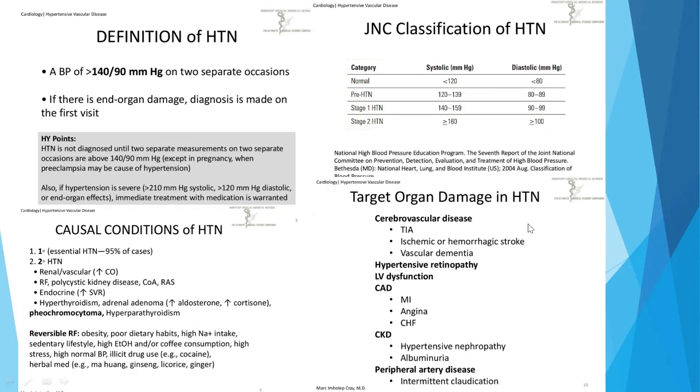So the target organ damage in hypertension. In case of the cerebrovascular system, it can cause transient ischemic attack, ischemic or hemorrhagic stroke, and vascular dementia. It can cause hypertensive retinopathy. It can cause left ventricular dysfunction, MI, angina, congestive heart failure. It can also hit the kidney and cause hypertensive nephropathy and albuminuria, and peripheral artery disease. It can cause intermittent claudication.